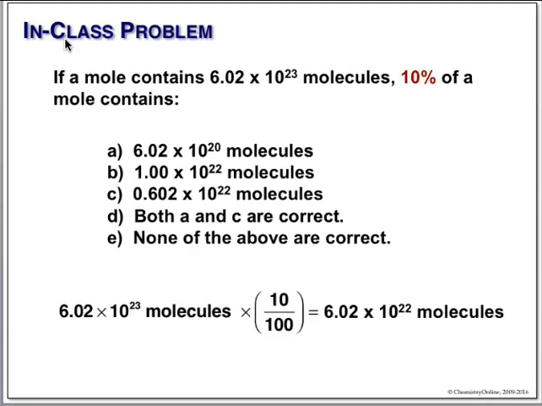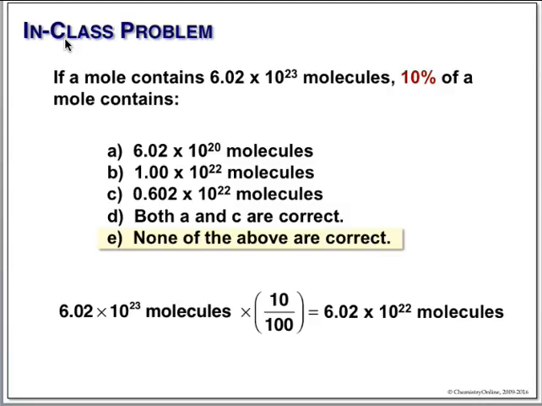So which of these is the correct answer? We need 10 to the 22nd, don't we? But it's not 1 to the 22nd. Not 0.6 to the 22nd. In fact, none of them match.